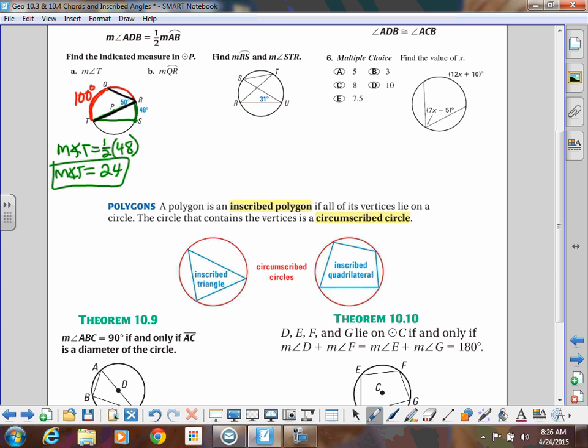So why is that helpful to me? Well, QR is the other red part. If I look at this whole arc from R to T, that's a semicircle. We know a semicircle is 180 degrees. So I know that 100 plus my QR is going to equal 180 degrees. So if I subtract that 100, QR is equal to 80 degrees.